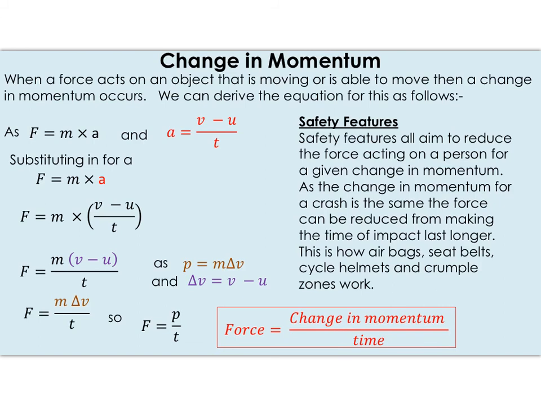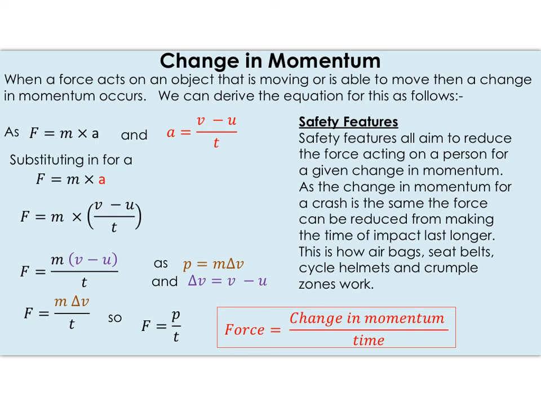So to follow from what we were doing previously, we're going to look at change in momentum. When a force acts on an object that is moving or is able to move, then a change in momentum occurs. We can derive the equation for this as follows. So I've done a derivation here. We start off with the equation from Newton's second law, which is force is mass times acceleration. But we also know that acceleration is the change in velocity over time.